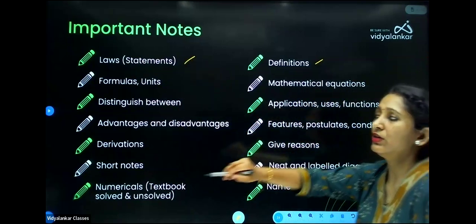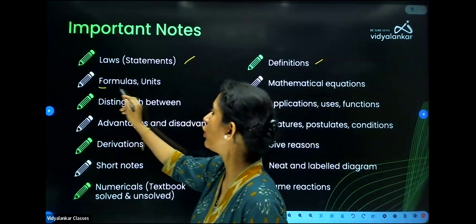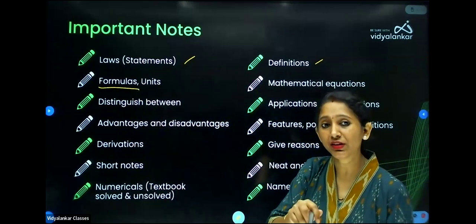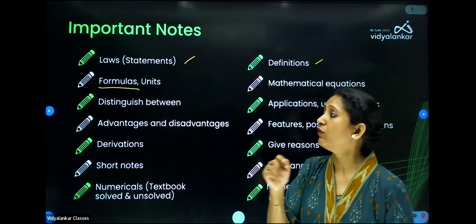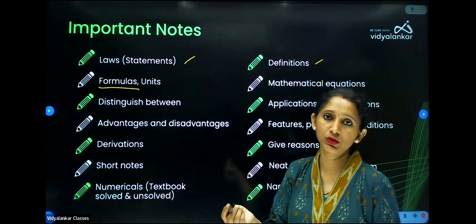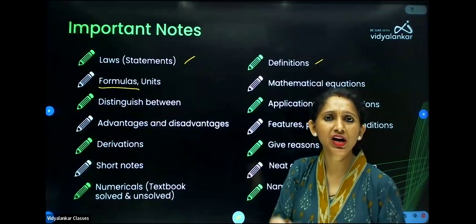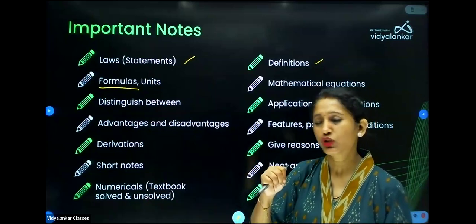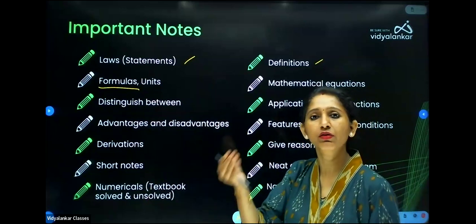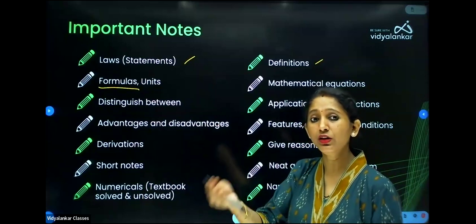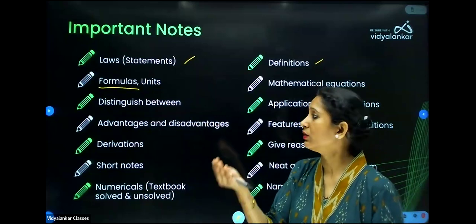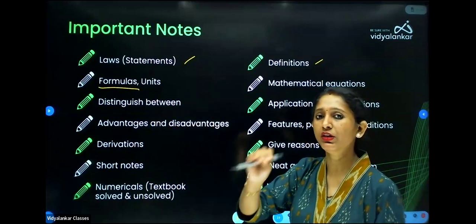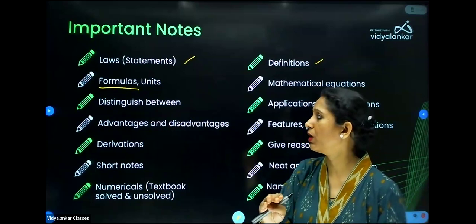After that, doing formulas will definitely help you to solve the numericals, and you may also find a 1 mark question based on a formula. For example, if you are asked to write the Arrhenius equation for 1 mark, that formula will give you 1 mark. Or you may find a numerical based on that formula. So doing formulas will definitely help you to gain marks.